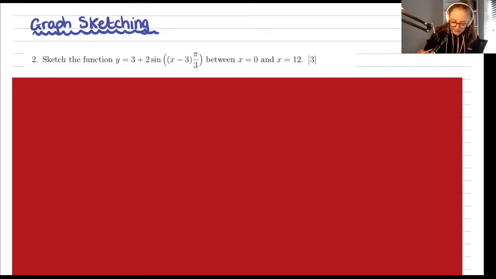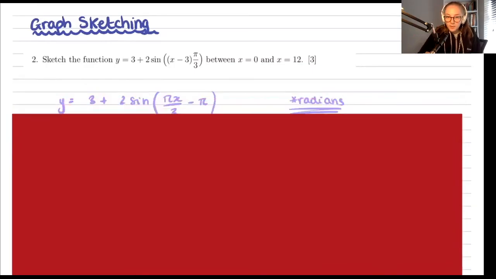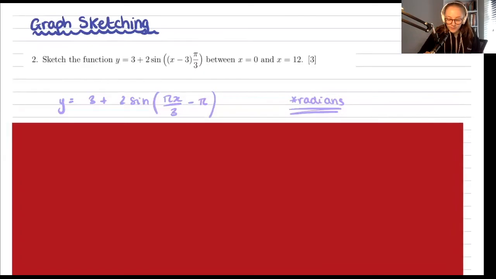And it asks us to sketch the function y equals 3 plus 2 sine in brackets x minus 3 outside the brackets pi over 3 between these two values. So there are several ways you can approach this question, but one approach is to break up this equation into more intuitive sections. And also remember this question's in radians.